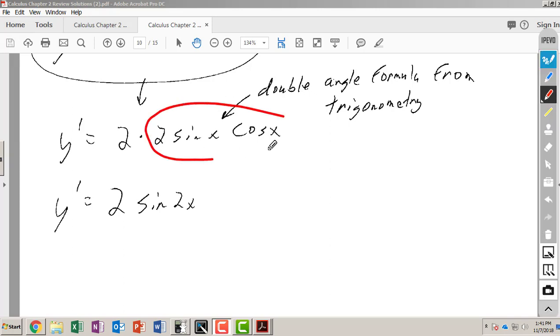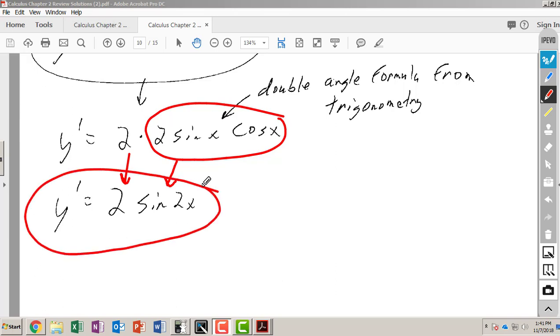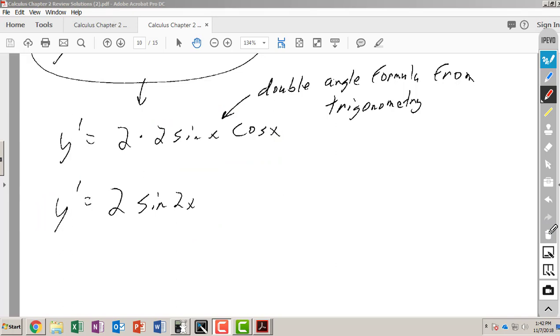And when I do that, 2 sine of x cosine of x is the sine of 2x. And that's off your formula sheet. Let's start to memorize that if you are going on to calculus 2. So your answer is y prime equals 2 sine of 2x. And I'll also accept that answer. In fact, this is the preferable answer, especially if you're going to be going on to calculus 2.